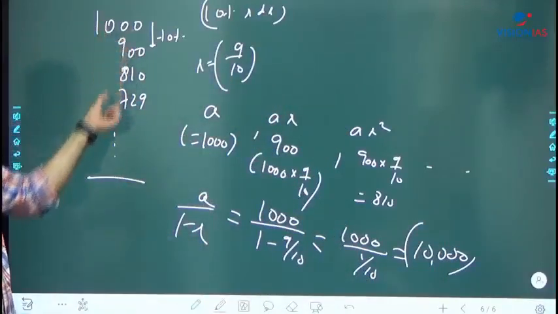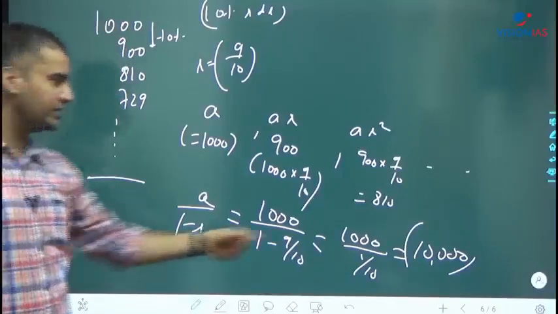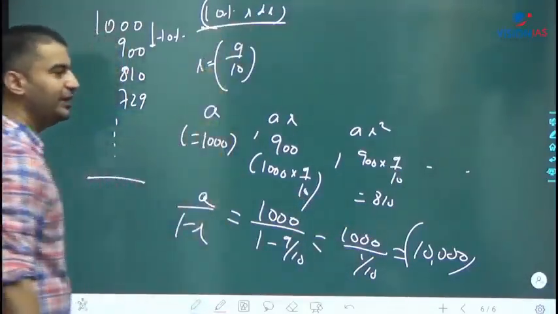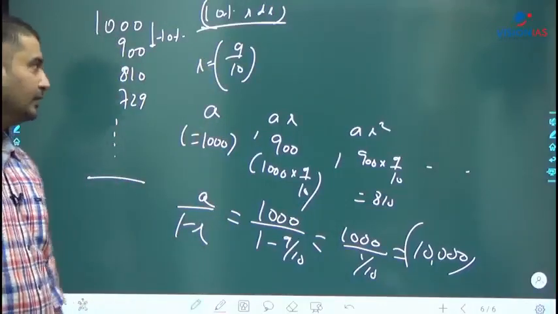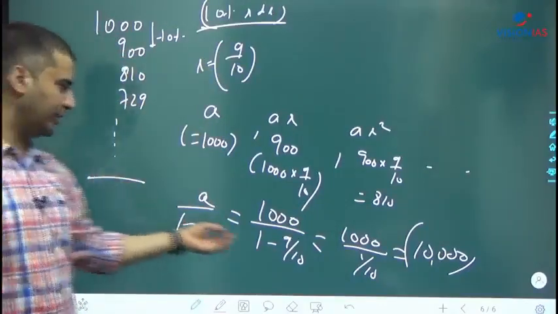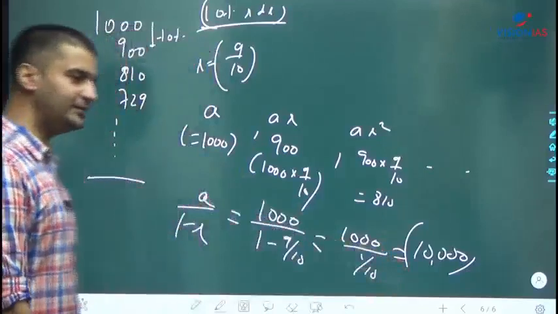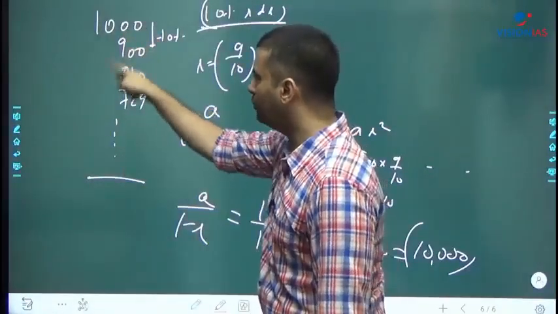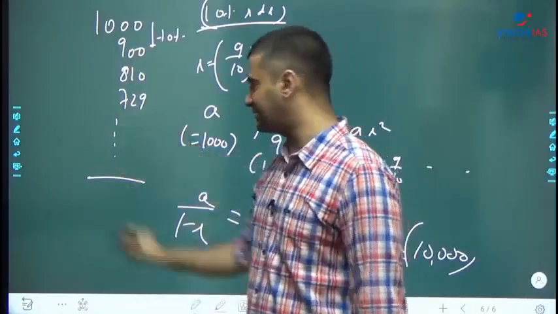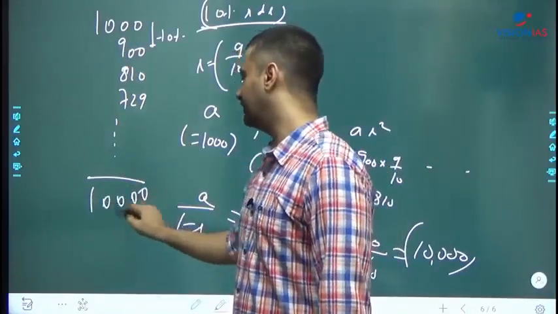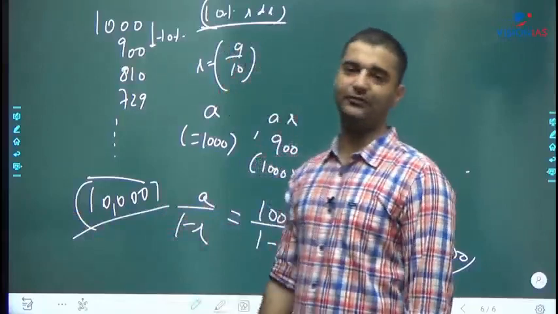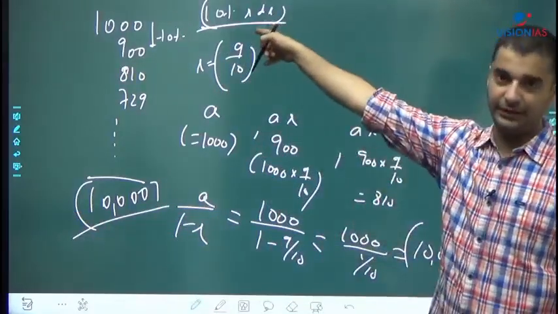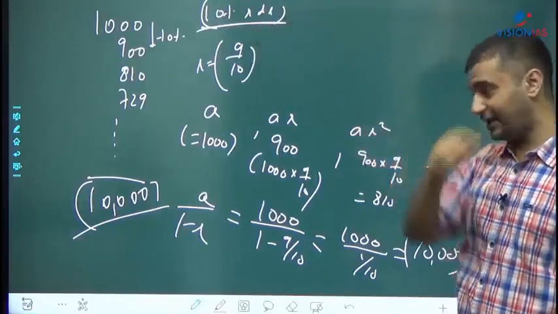The sum of this geometric progression is 10,000. We have assumed the reserve deposit ratio to be 10%. The sum of this geometric progression is 10,000. That means the total amount of money supply after all rounds of money creation by the banking system would be 10,000. Total amount of money supply after all rounds of money creation by the banking system is going to be 10,000, which is derived from this 10% RDR. Okay?